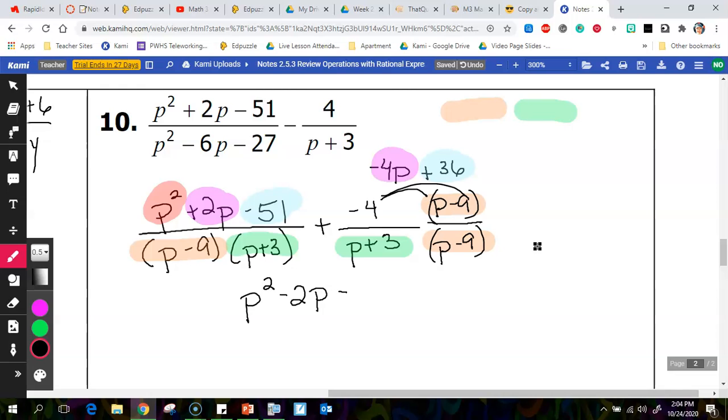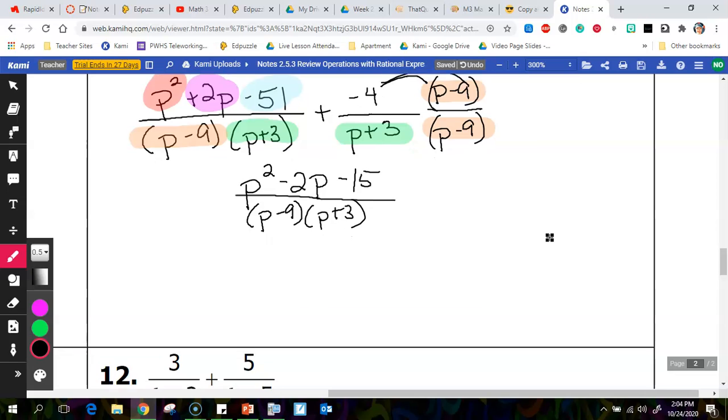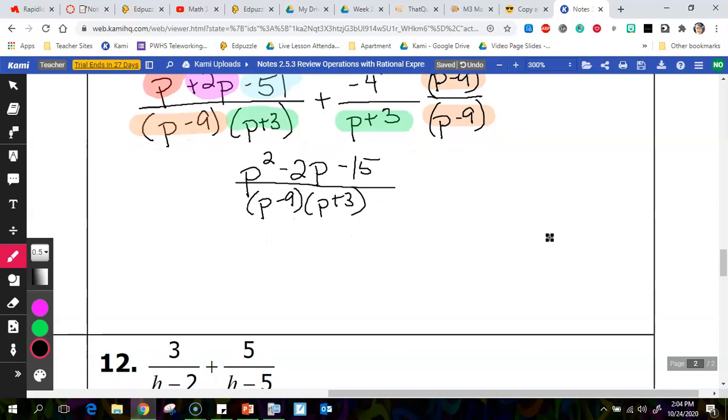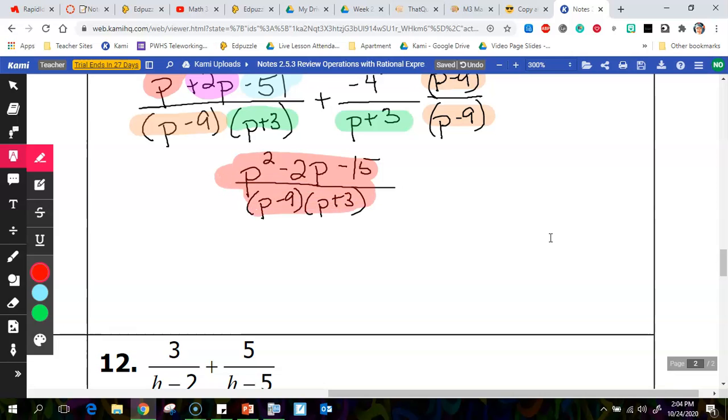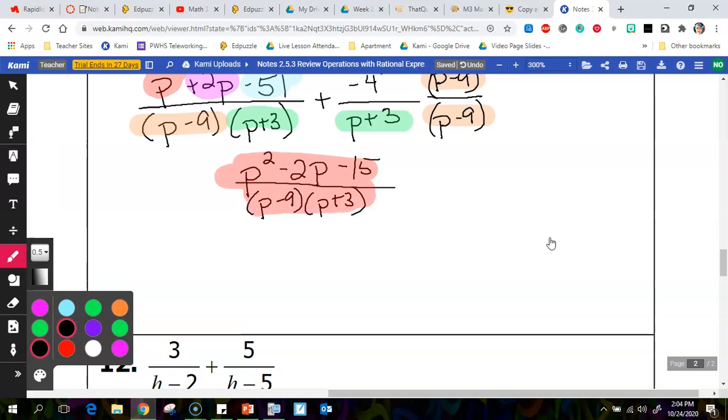15, negative 15. Okay, and that all goes over that common denominator of p minus 9, p plus 3. Okay, so now I want you to forget everything we did at the top and just look at this rational expression right here. Forget everything we just did. I mean, you need to know how to do it, but don't worry about it anymore. Now what I need to do is simplify this.